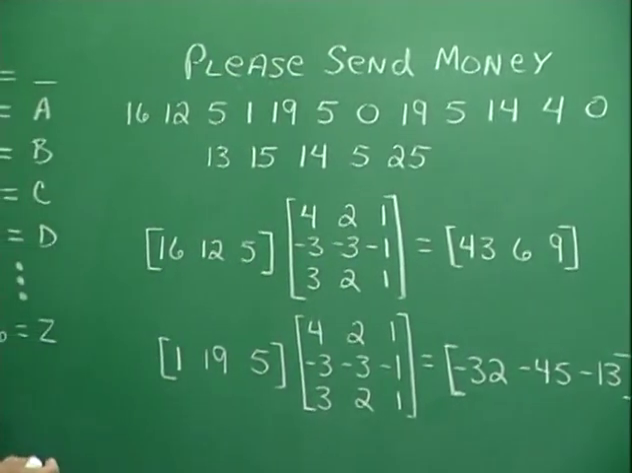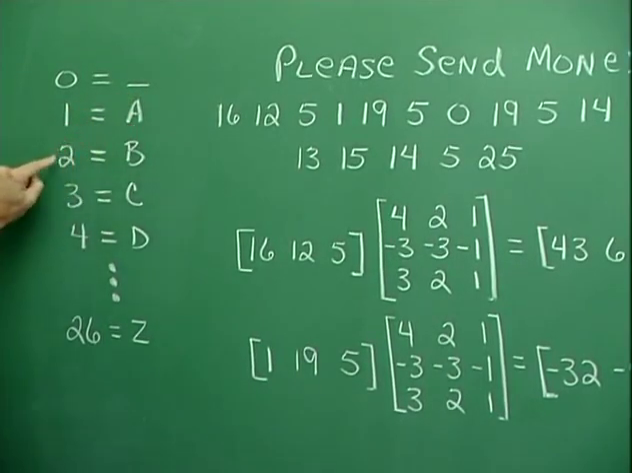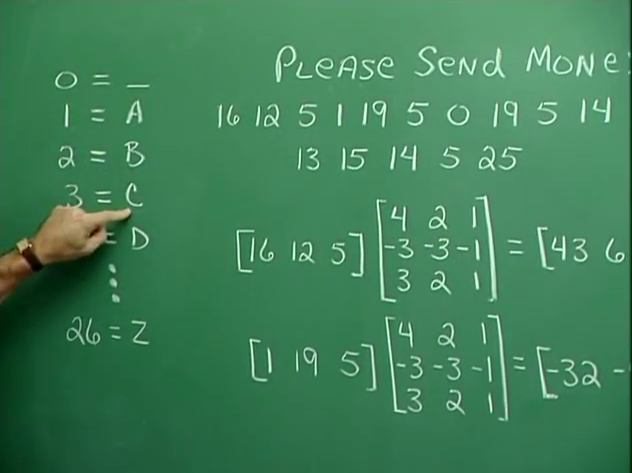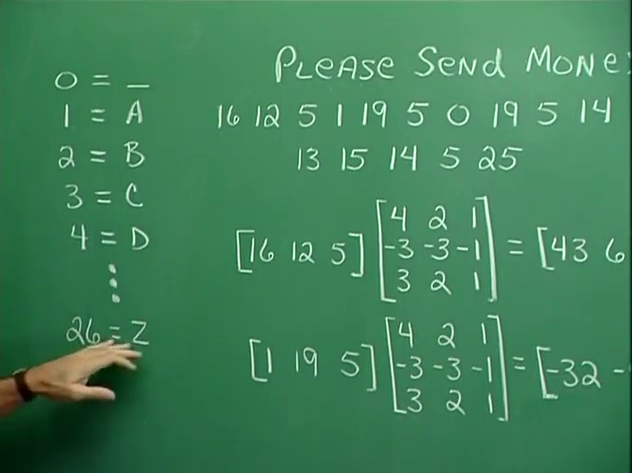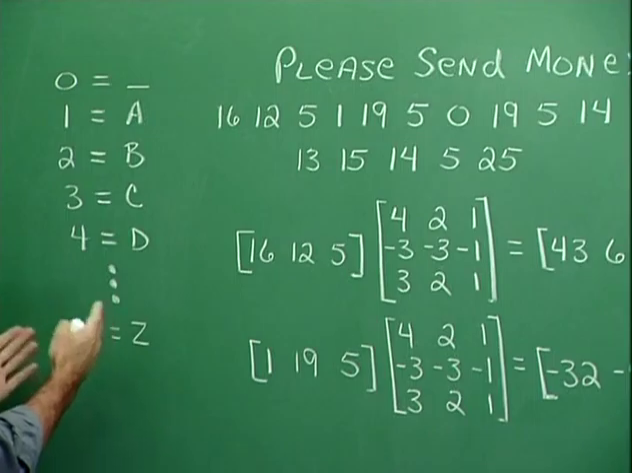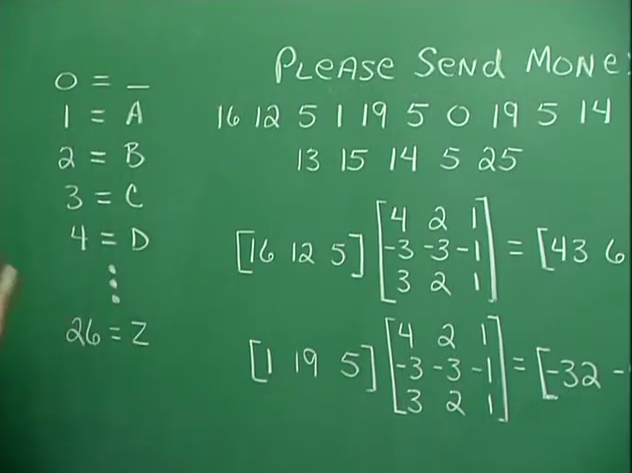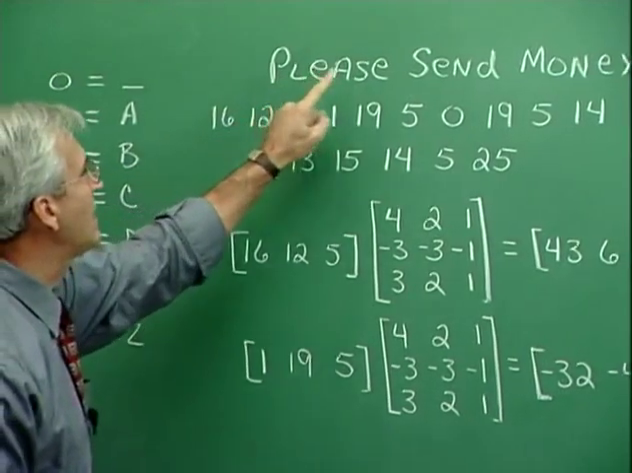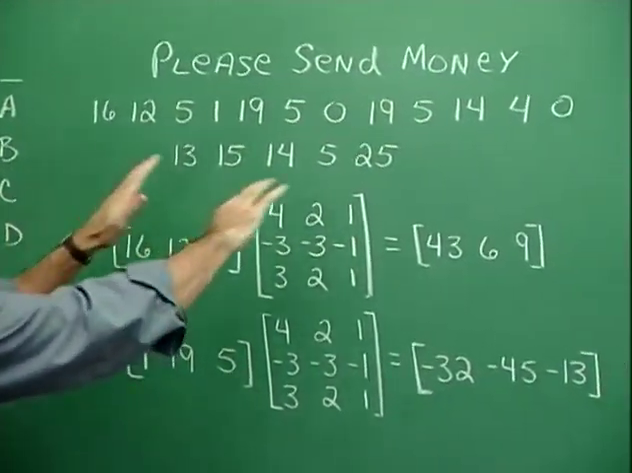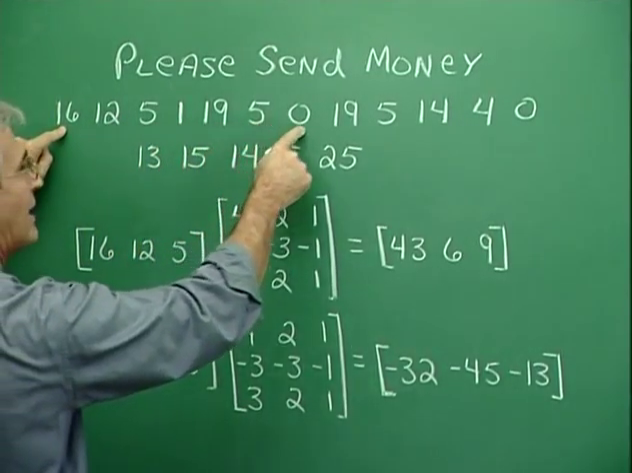We can say, let's let 0 stand for a space, and 1 corresponds to A, 2 corresponds with B, 3 corresponds with C, and so on. 26 corresponds with Z. We can even have correspondences of numbers with certain numeric digits. Well, at any rate, then this message would correspond to a string of numbers that would be 16, 12, 5, 1, 19, 5, and so on.